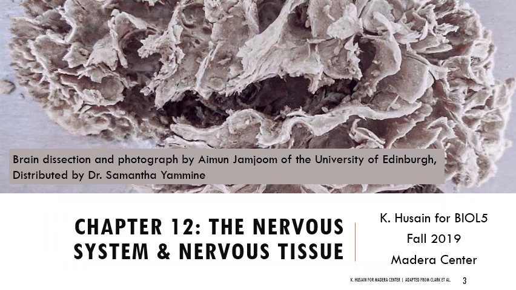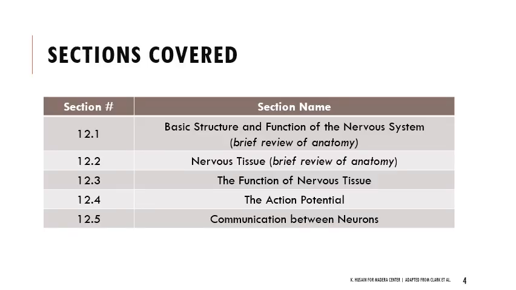Okay, so we're starting with chapter 12, and the slides for chapter 13 are going to be very, very brief. So most of this lecture will be spent on chapter 12, the nervous system and nervous tissue. And we'll cover sections 1 through 5, starting with a basic review of the structure and function of the nervous system, get into nervous tissue, but again focusing on its function, and then getting into the action potential and how that leads to communication between neurons.